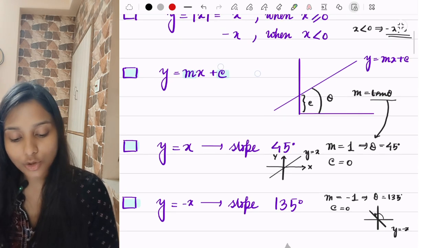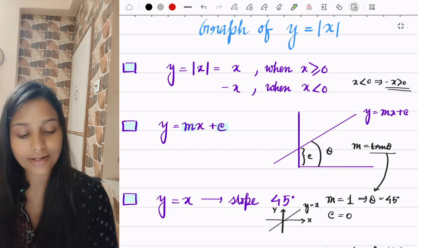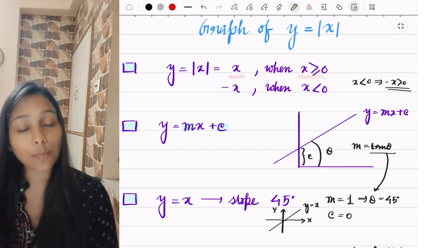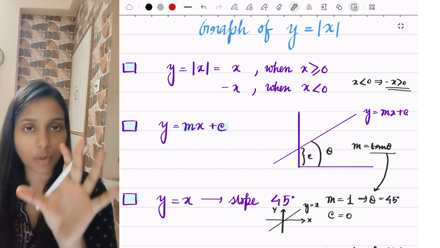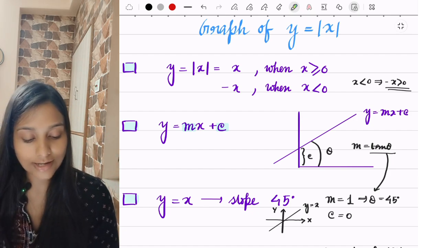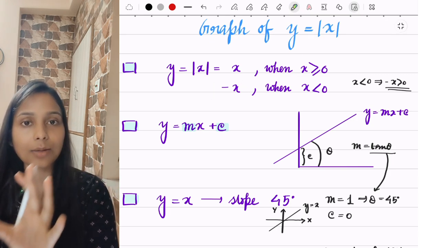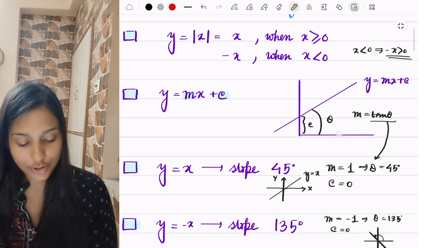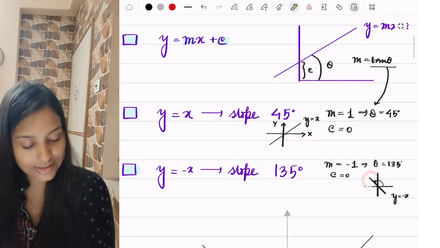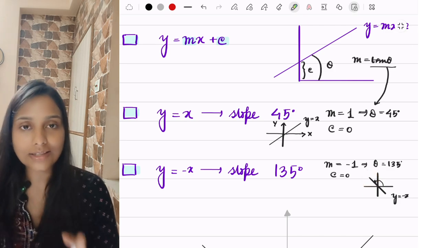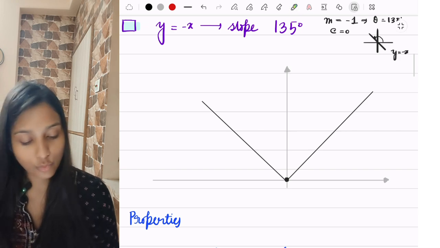Now, if we go back to the original function, which is y equals mod x, what do we get? We get y equals x for the positive part. So we need to take only the positive part from y equals x, and for the negative part we have y equals minus x. So we only need to take the negative part from the y equals minus x graph. Here the positive part is this part, and here the negative part is this part. By combining these two, we get the y equals mod x graph, which is this one.